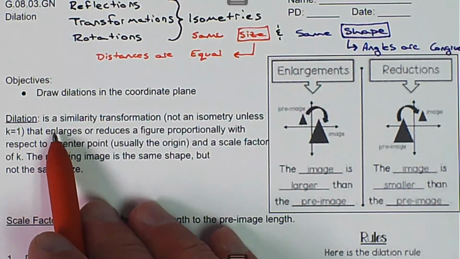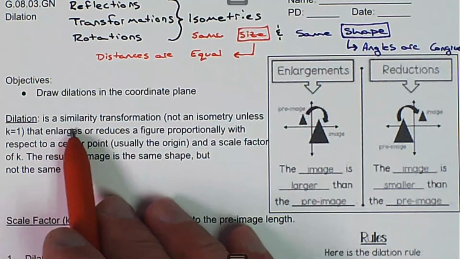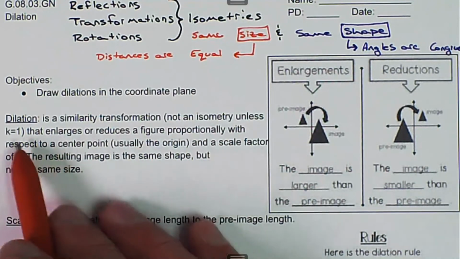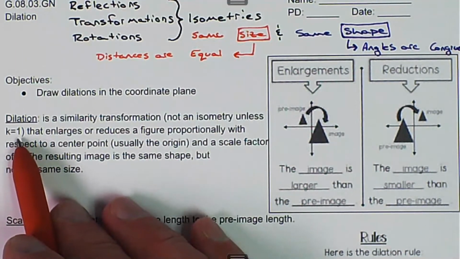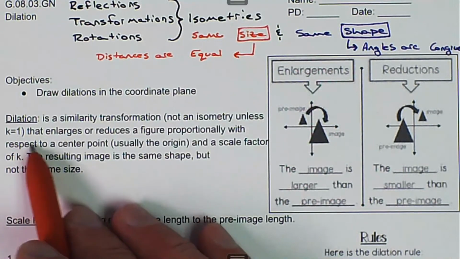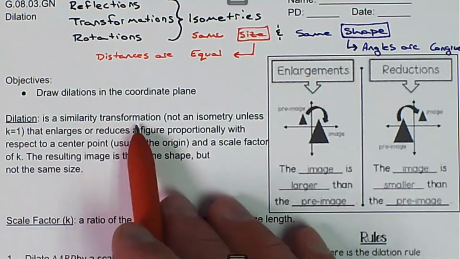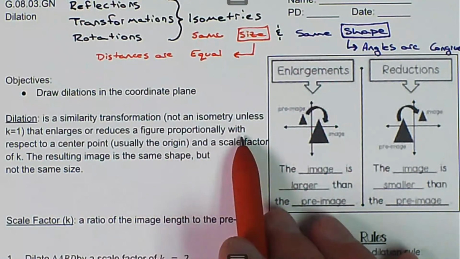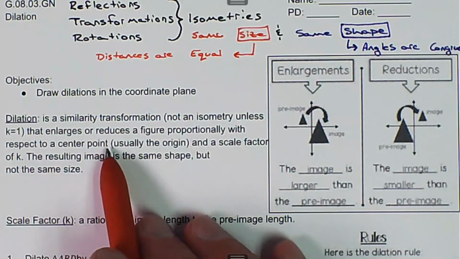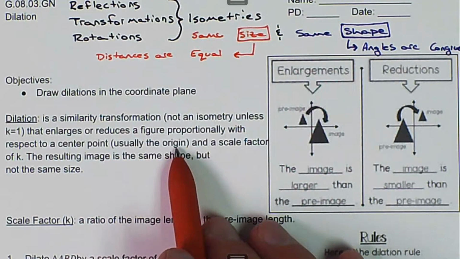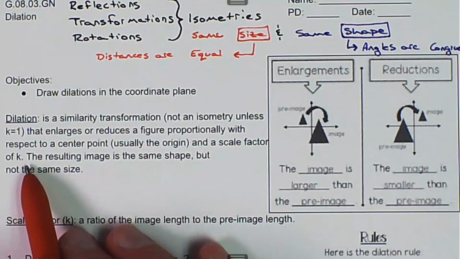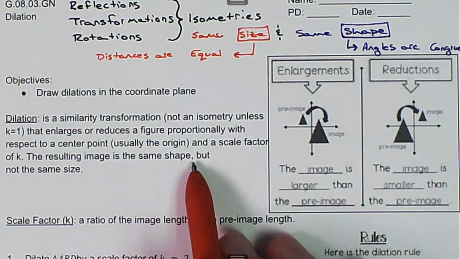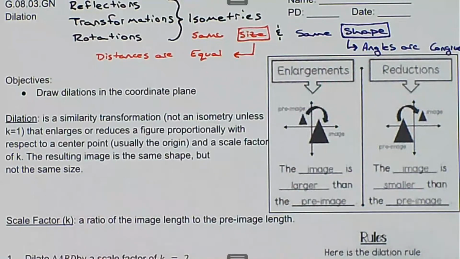A dilation is a similarity transformation, not an isometry, unless the k value is 1 or the scale factor is 1. So it's a transformation that enlarges or reduces a figure proportionally with respect to the center point, usually the origin, and a scale factor of k. The resulting image is the same shape, but not the same size.